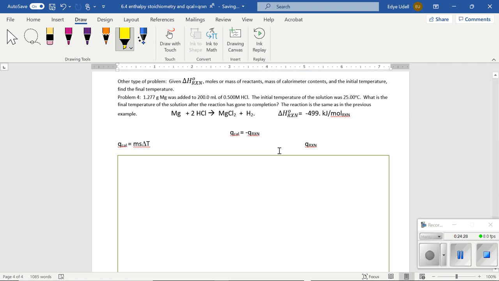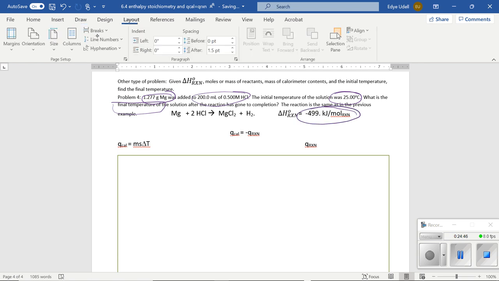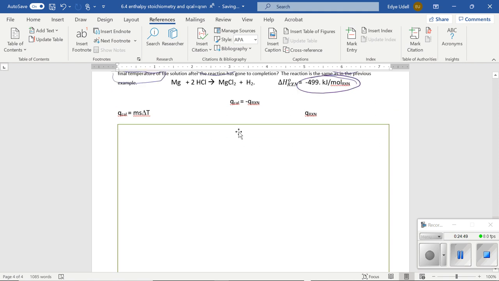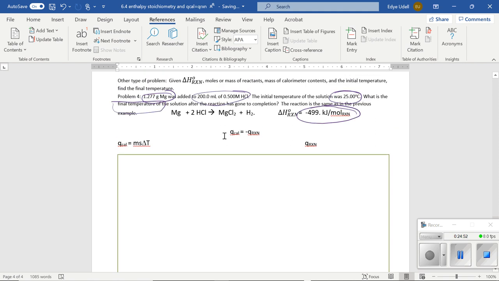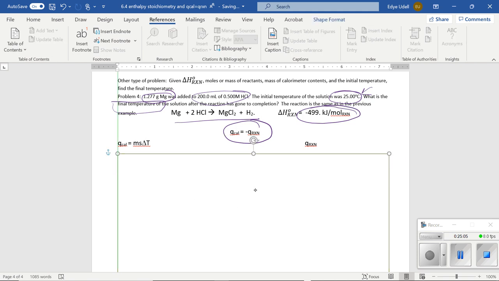All right, last problem. This is sort of a reverse of the previous problem. Let's circle what we're given. Got our initial temperature. We're trying to find the final temperature. Oh, we also know our heat of reaction. So we've got our equation. We know this is the equation because we have a reaction, and we have temperatures. Whenever we have temperatures and reaction, this is the kind of problem we're doing. So let's open this up.